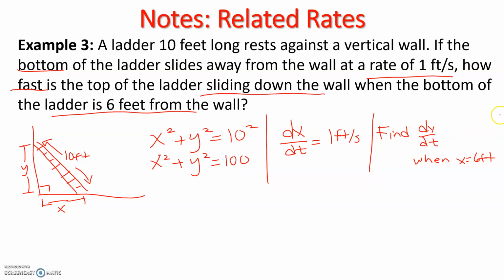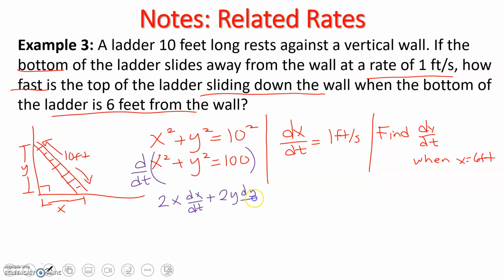We know that x squared plus y squared is 100. Let's go ahead and differentiate this relationship with respect to time. We know the derivative of x squared with respect to time is 2x dx/dt. The derivative of y squared with respect to time is 2y dy/dt. And the derivative of 100 with respect to time is 0 because 100 is a constant.